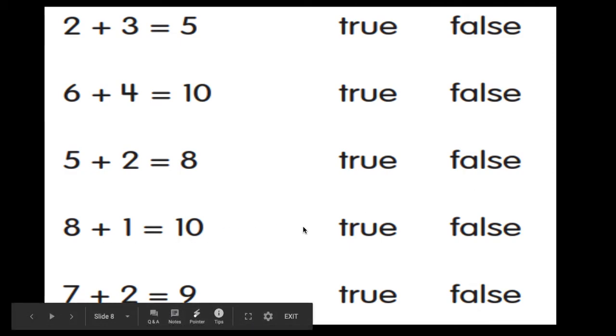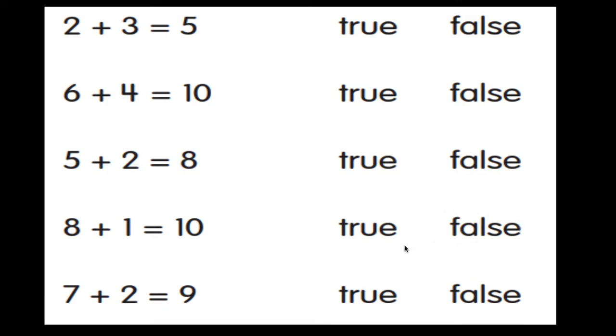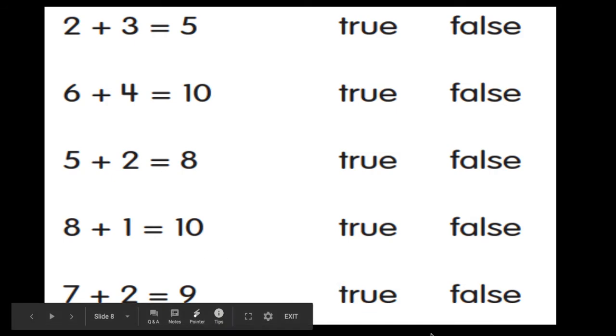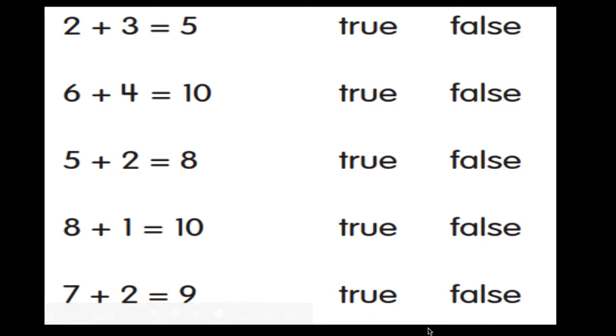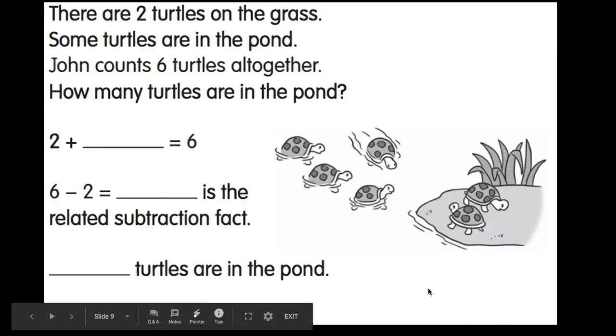8 plus 1 is 10. True or false? And you should circle the false because 8 plus 1 is 9. And then the last one, 7 plus 2 equals 9. True or false? It is true.